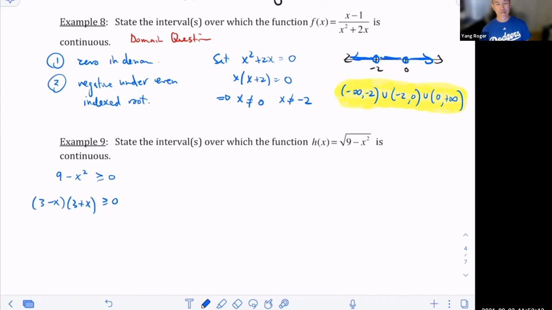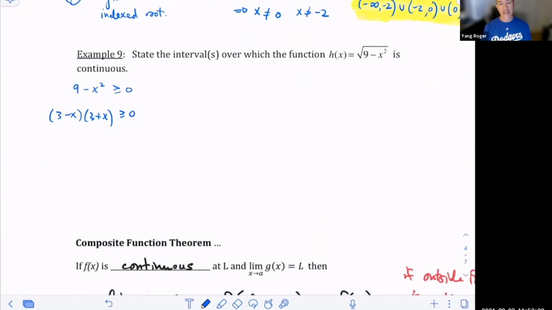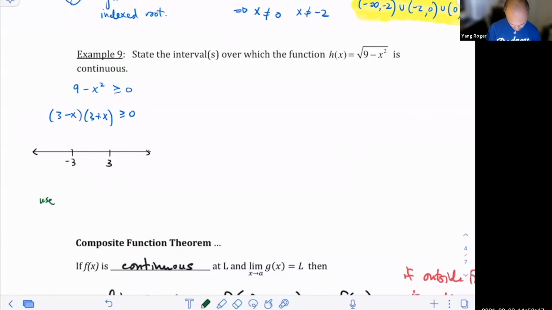Okay. So what we can do is check the values where this guy is going to be positive and negative. I'm going to show you 2 ways to do this. One way to do it is the way that students really like a lot. This way involves the following. I'm going to label a -3 over here, and I'm going to label a 3 over here. And we're going to use test points.